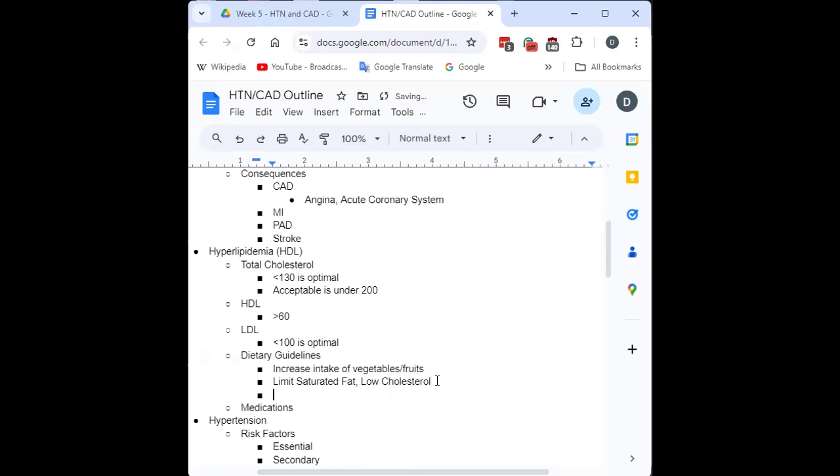We said as well a high fiber diet. I think that goes with the whole vegetables. Limit sugar, sweets in general. What else do you want to limit? Again, it goes with trans fats. In general, we want to limit trans fats. And that's just a general health guideline.